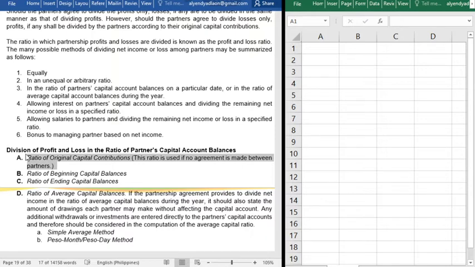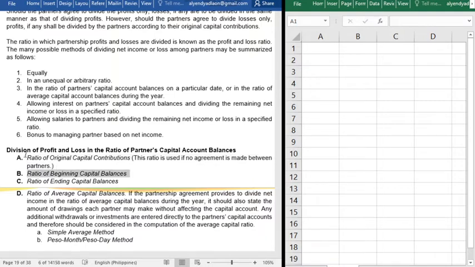No matter if there is a given original capital, beginning capital, ending or average capital, if there's also a given profit and loss ratio, then as I've said, the profit and loss ratio will always prevail. We're just going to use these capital account balances if there is no profit and loss ratio stated in the partnership agreement. So first, we have the original capital contributions and ratio of beginning capital balances.